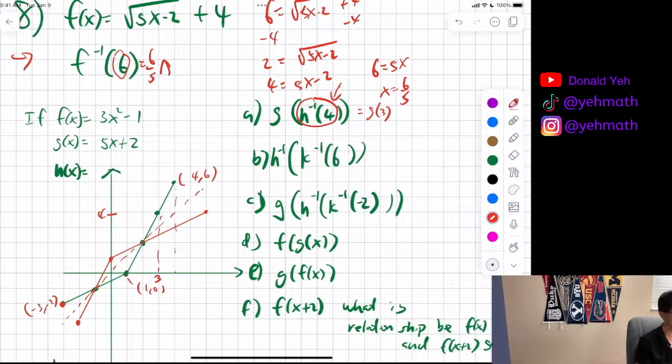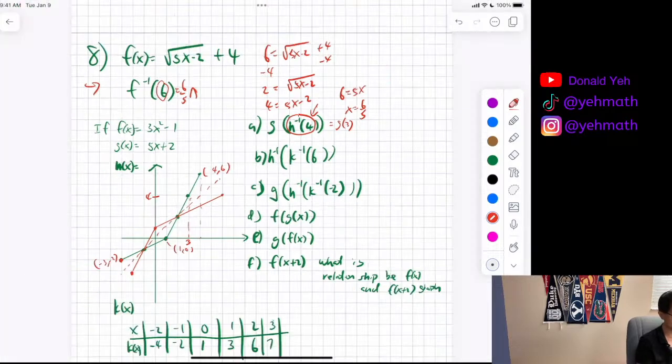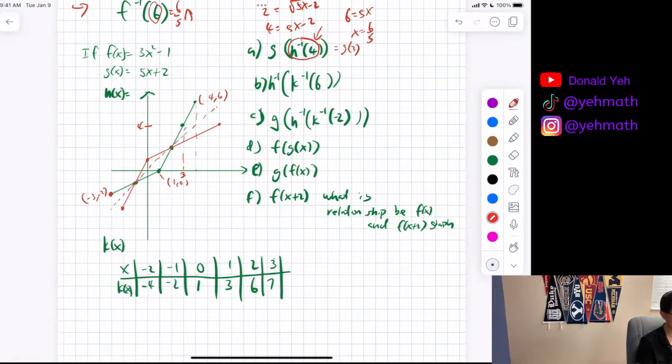Now, for part B, k inverse of 6. What is k inverse of 6? 2. So then I'm at h inverse of 2. Now, what's h inverse of 2? Then I'm going to go to 2 and I'll say, okay, let's track it this way. It happened to be equal to some value. I'm done.